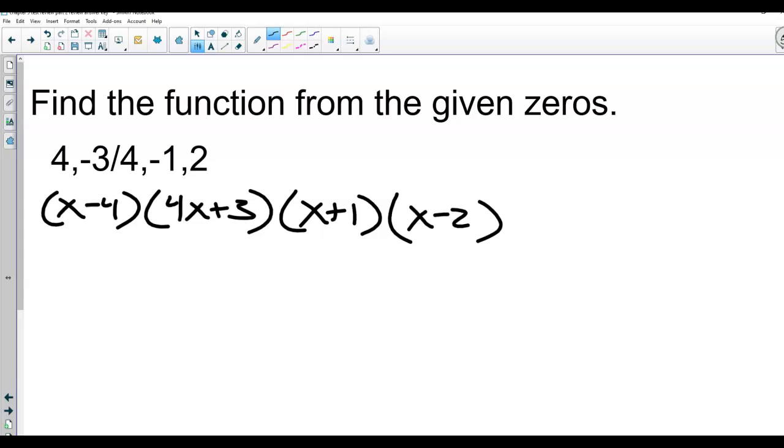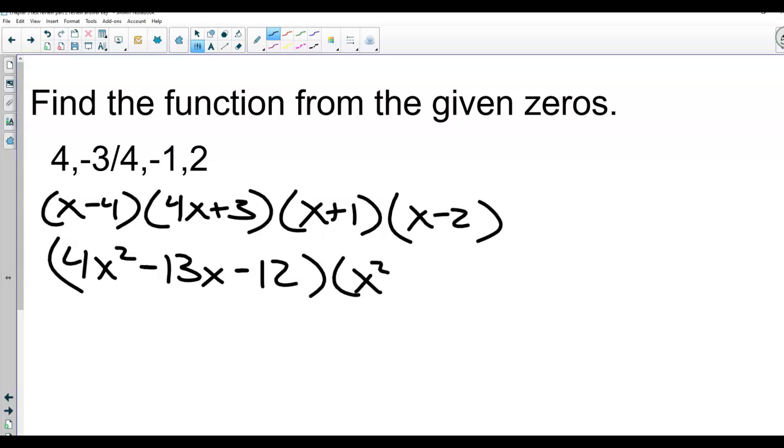Now we're just multiplying. We're foiling the first two. 4x squared, 3x and negative 16x is negative 13x. Negative 4 times 3 is negative 12. We're foiling the second two. X squared, negative 2x and 1x is negative x minus 2.